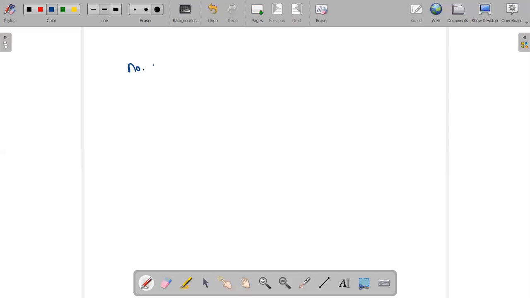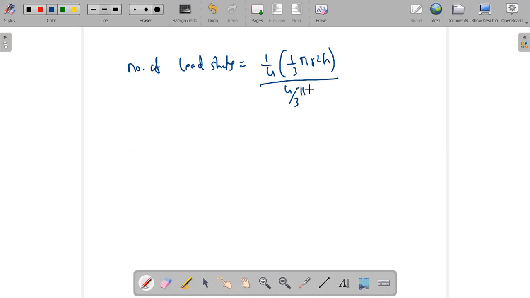So number of lead shots, I am going to apply 1/4 of the volume, that is 1/4 of 1/3 pi r square h divided by 4/3 pi r cube. As I told you, pi by 3 is getting cancelled, 4 is not getting cancelled, sorry. Pi by 3 will get cancelled. So this is as it is, 4/3. Now I'm going to substitute the values.